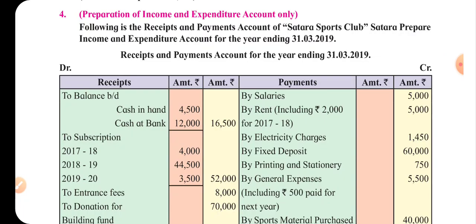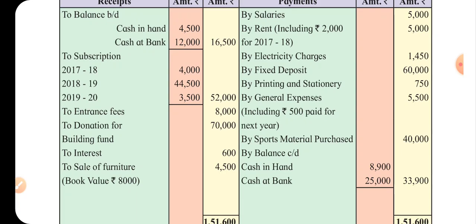The accounting year is 2018-19. In the receipts and payments account, the opening cash and bank balance is not useful here. Then we received subscriptions. The current year is 2018-19. For this year we received 44,500. This amount will be credited to income and expenditure account because it is current year's income. The previous year subscription and the next year subscription will not be shown in the income and expenditure account.